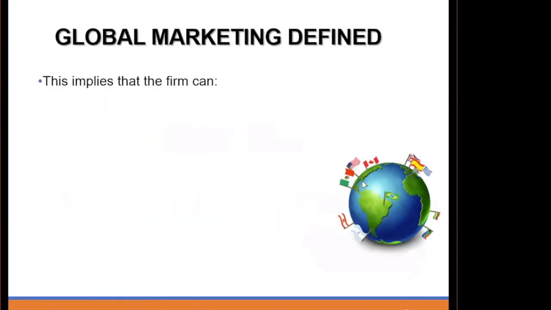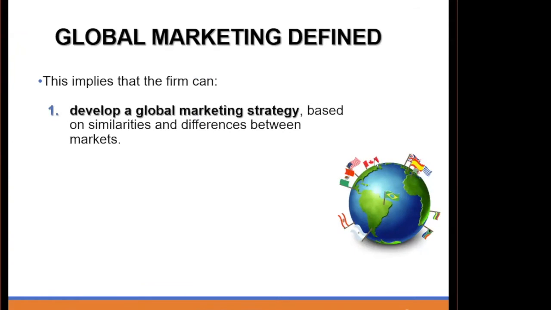And now that we understand what global marketing is, what does it mean for the firm? When we say global marketing, it implies that the firm can do a number of things. The first one is to be able to develop a global marketing strategy. Because without knowing what you are going to do and how you are going to approach it, you're already setting yourself up for failure.